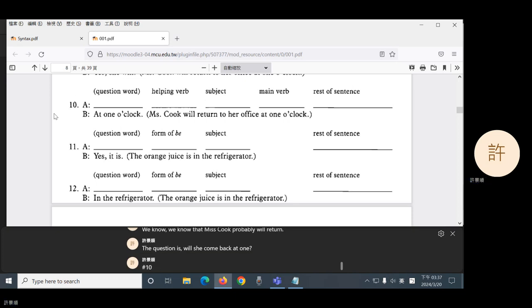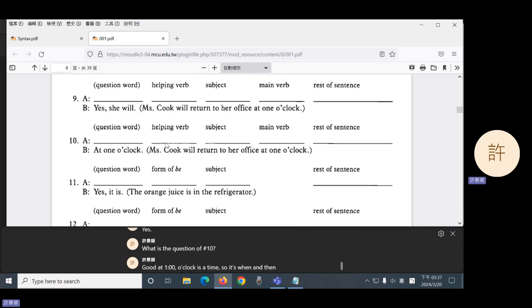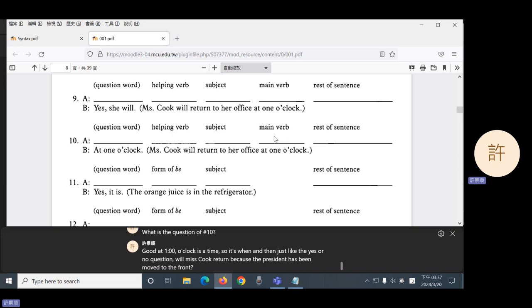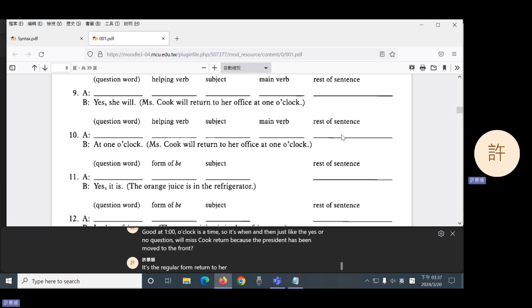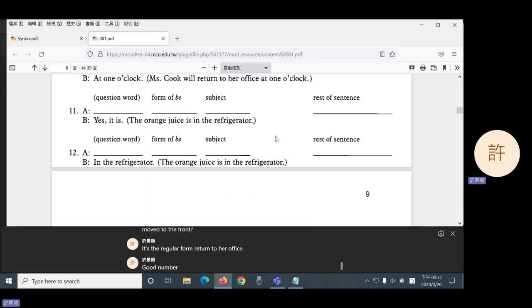Number 10. Zanzian. Yes. What is the question of number 10? Good. At 1 o'clock is a time, so it's when. And then just like the yes or no question, will Ms. Cook return, because the present has been moved to the front. It's the regular form, return to her office. Good.